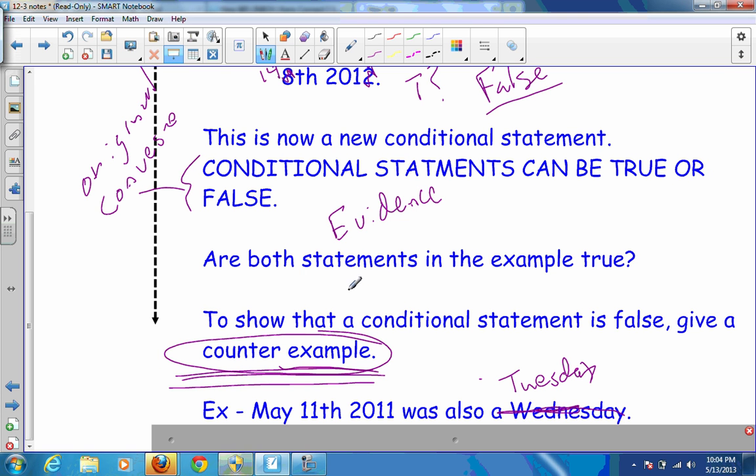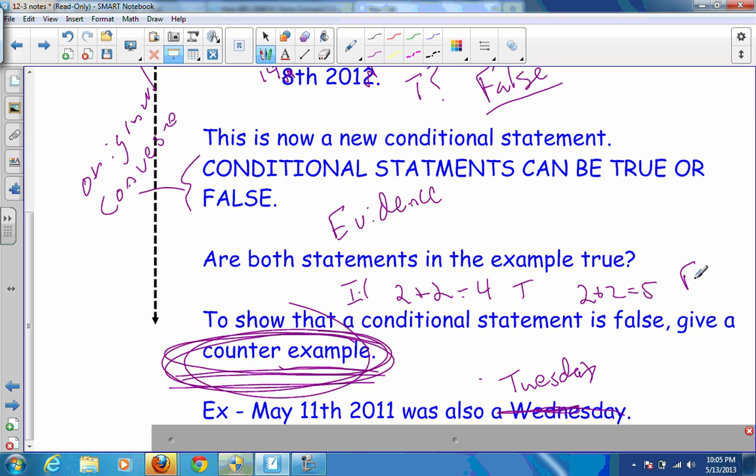So if I say 2 plus 2 equals 4, that would be true, right? And if I instead say 2 plus 2 equals 5, you would need to give a counter example to show that this is false. And your counter example would be 2 plus 2 equals 4. All right, you get the idea?